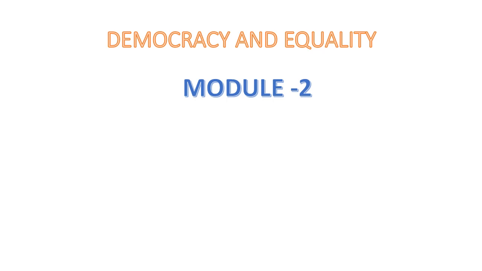This is the second module of the chapter Equality and Democracy. Let me recapitulate module 1. In module 1, we discussed the types of government. Democracy is a type of government for the people, by the people and of the people. Equality is the essence of the democratic type of government. Universal adult franchise ensures that all people are treated equally. Unfortunately, there are inequalities too. Now, in this module, we will be talking about the government initiatives to ensure equality.